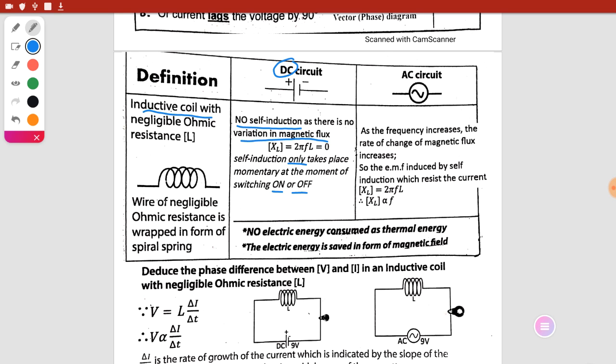While in the case of alternating current, as the frequency increases, the rate of change of magnetic flux increases. So the EMF induced by self-induction, which resists the current, increases. XL equals 2πFL. XL is directly proportional with the frequency. No electric energy is consumed as thermal energy inside the coil. The energy is saved in the form of magnetic field.